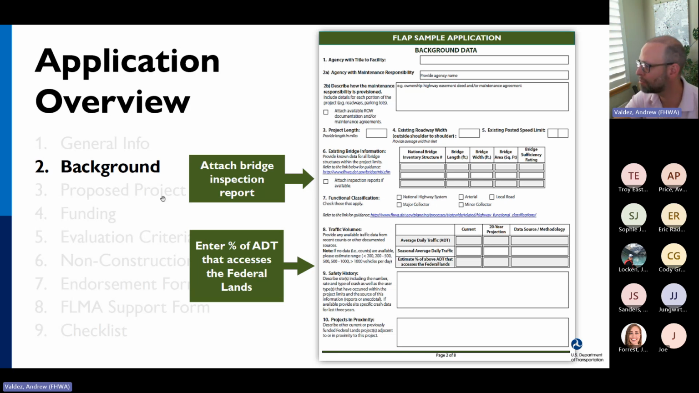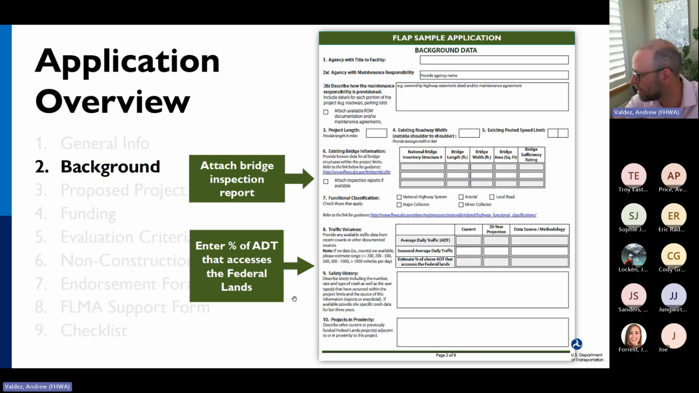Also, if your project includes a bridge, you would attach a bridge inspection report. There's a box for narrative on safety history. So this is where you'd get into crash data. Again, if you don't have exact numbers, you can provide anecdotal information. And again, generally, the more background you can provide, the better.